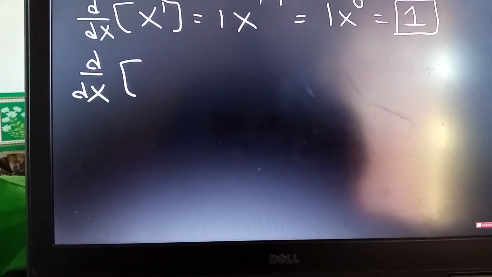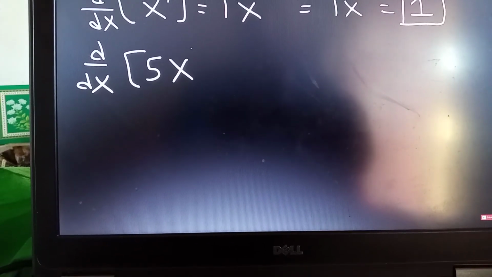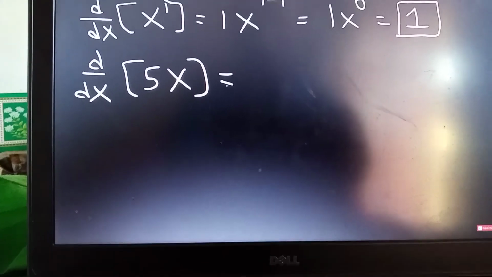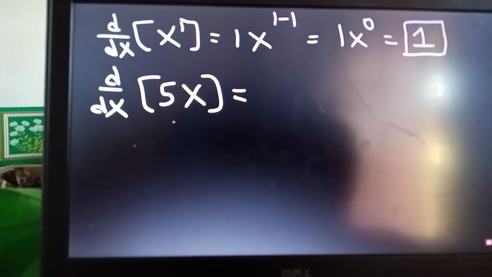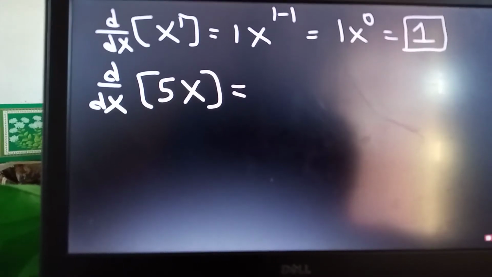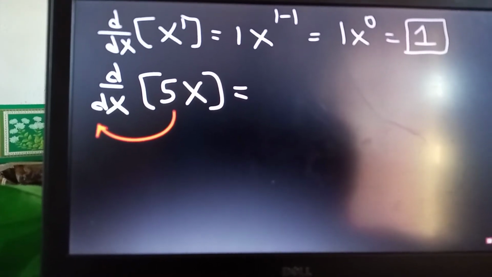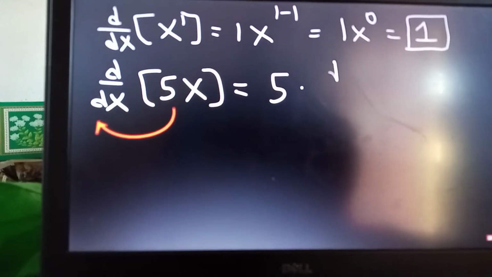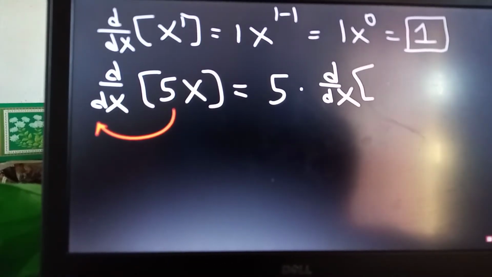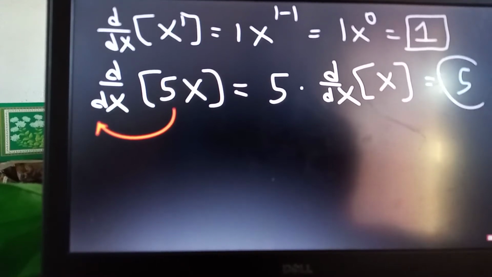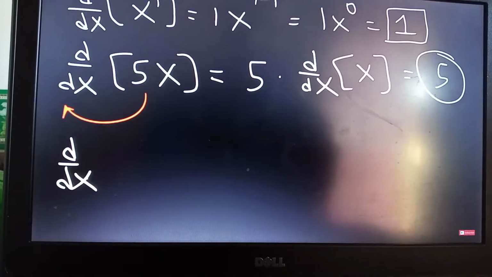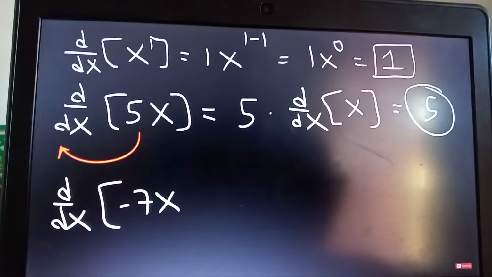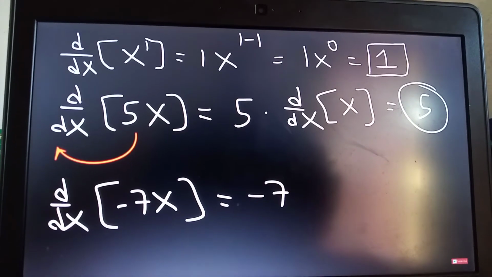Now what about like the derivative of 5x? What's going to be the answer now? If you have a constant in front of the variable, you can move the constant to the front. So this is the same as 5 times the derivative of x. And the derivative of x is 1, so 5 times 1 will give us 5. The derivative of, let's say, negative 7x is simply negative 7.